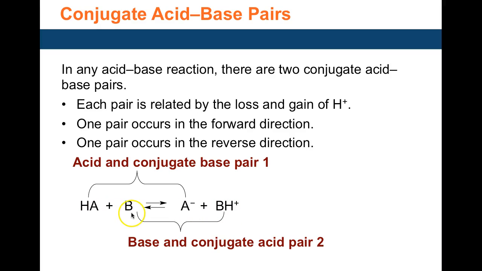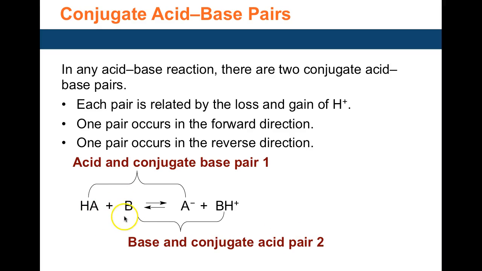All right, so the base now on the other side has become the acid number 2. So this is acid number 1, this is acid number 2, base 1 and base 2. So acid 1 and base 1 are called a conjugate base pair. Base 1 and acid 2 are another conjugate acid base pair. That means they're derived from each other.